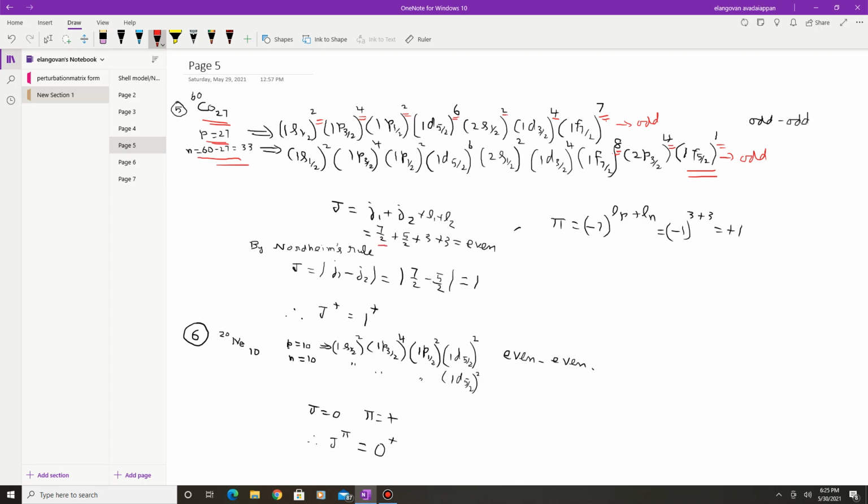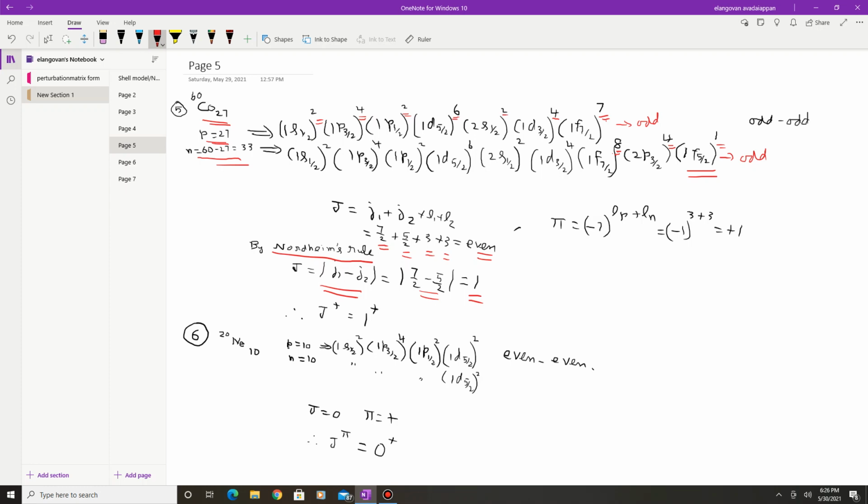So J1 and J2 are 7/2 and 5/2, and L1 and L2 are 3 and 3. So this is an even number. If it is an even number, by this rule, Nordheim's rule, the J value is equal to modulus of J1 minus J2, so 7/2 minus 5/2, which is equal to 1. So the angular momentum is 1.